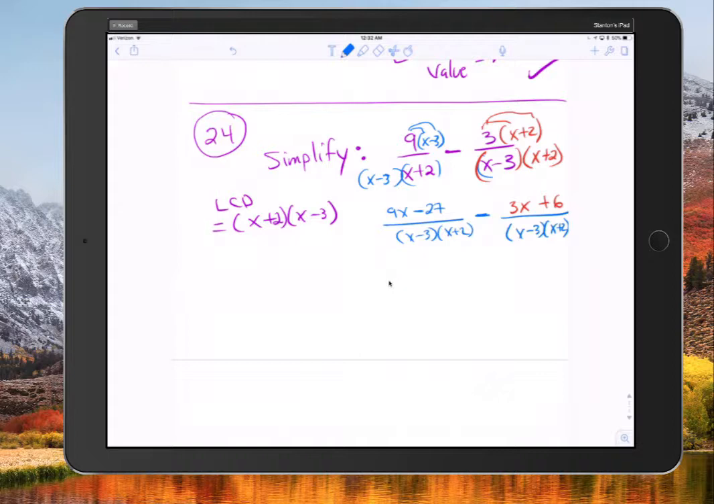All right, we're going to combine the like terms in the numerator. So that's the 9x and the 3x, but it's being subtracted. So that's 9 minus 3 would give us 6x. And then we're going to combine the negative 27 and the 6, but the 6 is also being subtracted. All right, so that's minus 6. So negative 27 minus 6 is negative 33, or minus 33. And then that's being divided by the denominator of x minus 3 times x plus 2. And that is it.